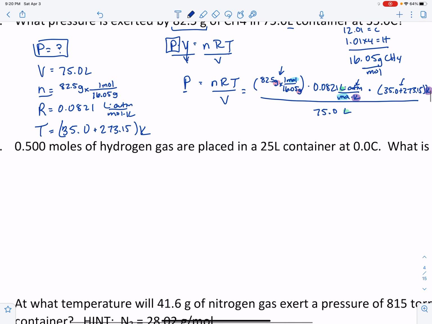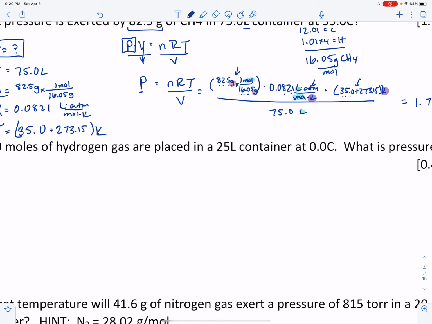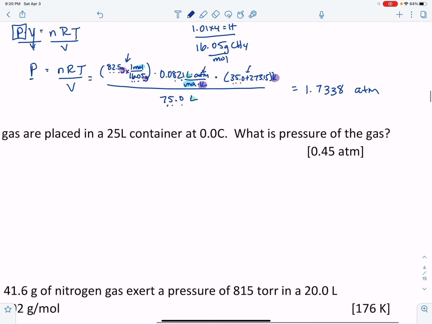Let's see. This has 1, 2, 3 sig figs. That has 1, 2, 3, 4. This has 1, 2, 3, but that's a constant. 1, 2, 3. Now, when I add this, I'm actually going to end up with 4 sig figs. 1, 2, 3. So I need 3 sig figs. And the 3 does not round it up, so the answer is 1.73 ATMs.